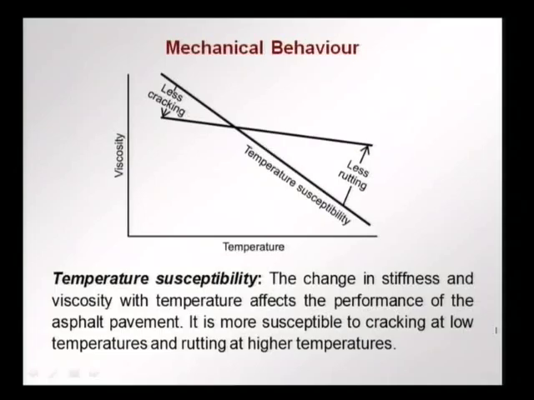So to ideally have less temperature susceptibility, we should have the lowest possible viscosity at lower temperatures, and we should have higher viscosity at higher temperatures, because viscosity is what is governing rutting. So if we want less rutting, the viscosity at higher temperatures should be higher.